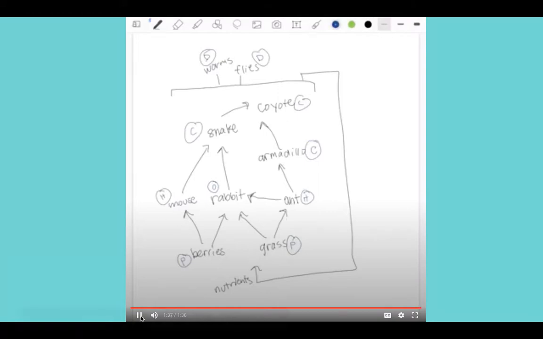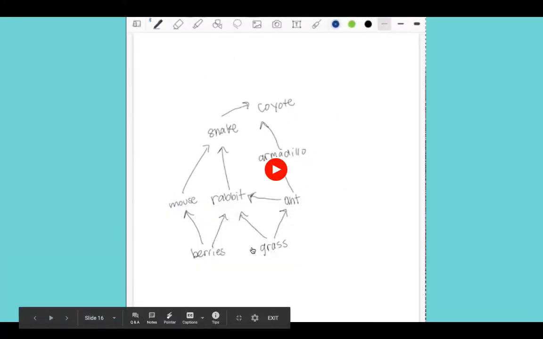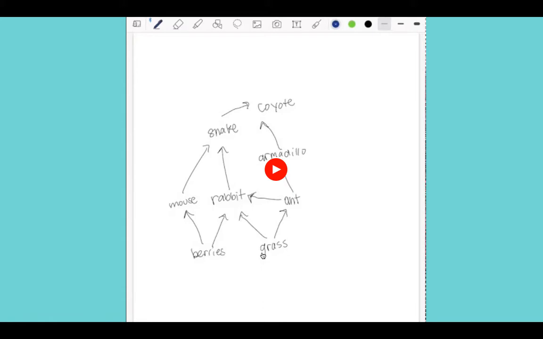Okay. Now, the reason that I did this was I wanted to show you, you're going to have a homework assignment that's similar. Notice that I didn't label consumers, because we know that basically anything that is not a producer is a consumer, and we have better, more specific identifiers for these here at the top.